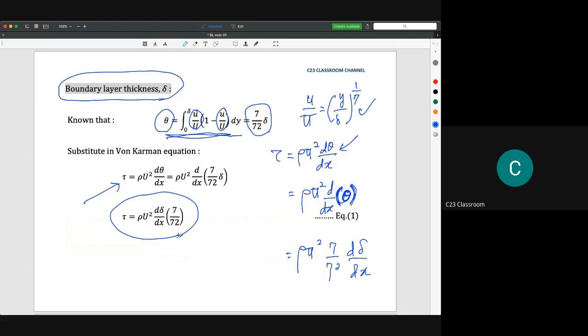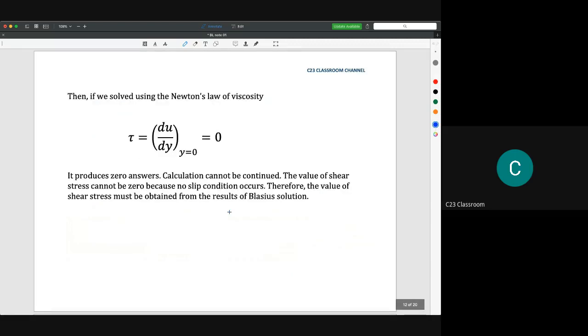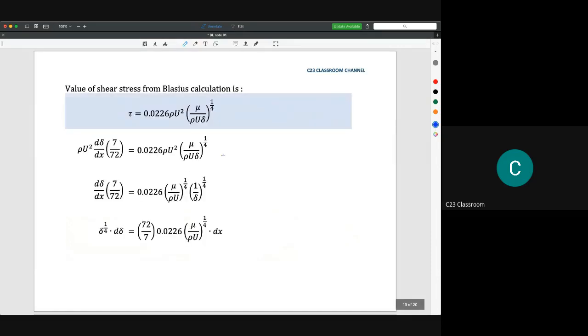Then start here. What you need to do is solve it like the laminar boundary layer, but the difference is you cannot use the Newton law of viscosity. So here we have a mu. I will change the notes later on. You cannot use this Newton law of viscosity because it will give us the value of 0. So what we need to do is equate with the Blasius shear stress from the Blasius calculation. This will be given in the question.